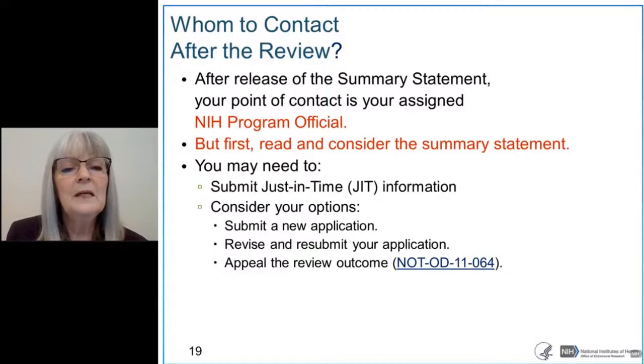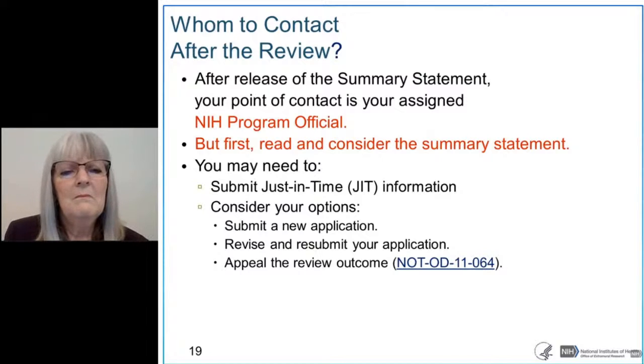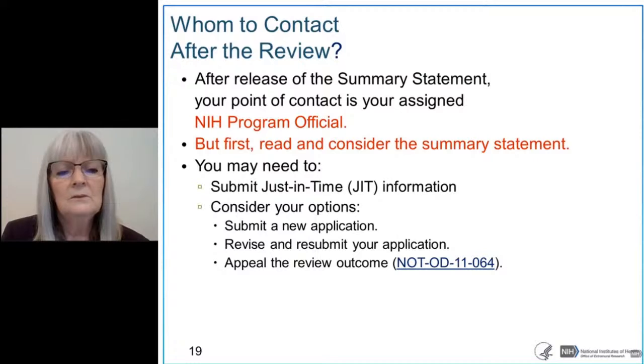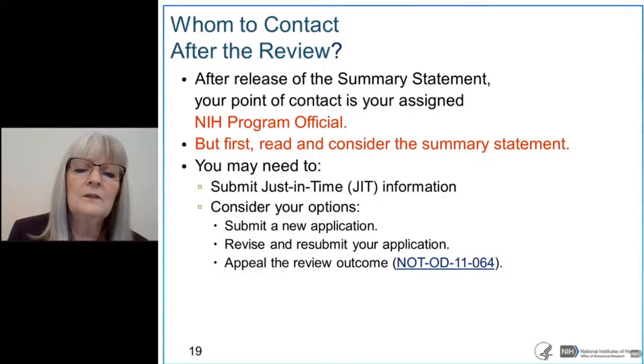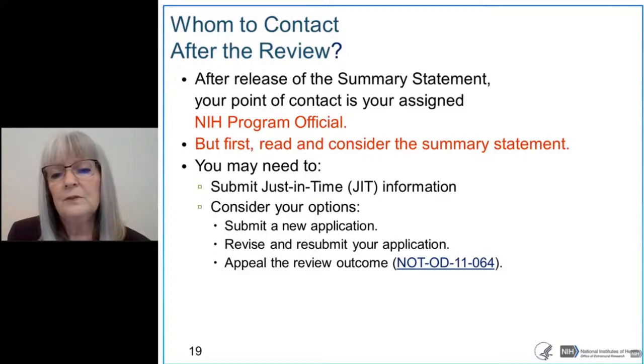Based on the outcome, you may need to submit additional information just in time. You may have to consider your options at that point. If it's not likely to be funded, you may submit a new application depending on the funding opportunity announcements available. You may revise and resubmit your application again depending on what's being accepted for that funding opportunity announcement. Or you could appeal the outcome of review. This is something you need to discuss with your program official.